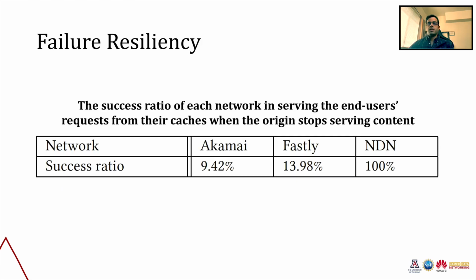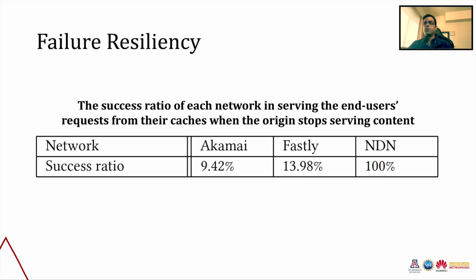We also compare these content networks in terms of failure resiliency. In a content network, failure resiliency is measured based on content retrieval performance. It means the higher the chance of resolving a content, the more resilient the content network is. Based on this definition, we measure Akamai, Fastly, and NDN testbed resiliency.